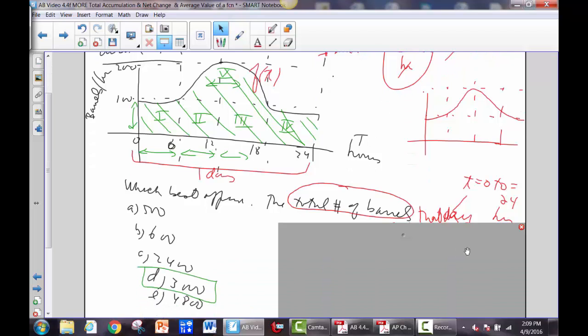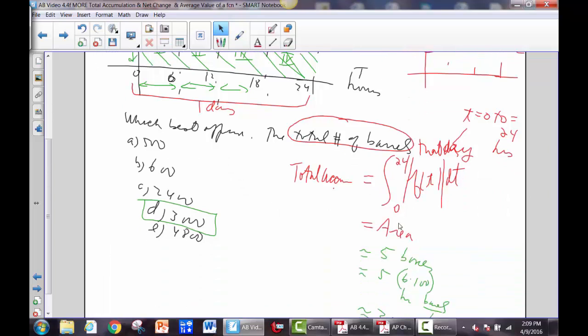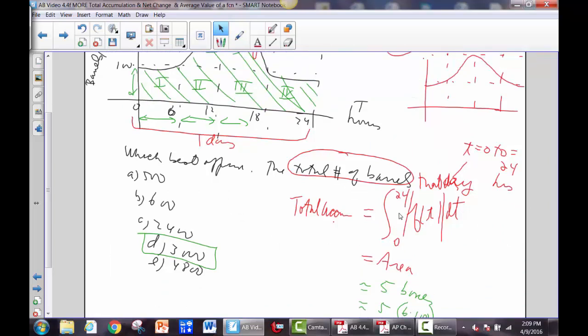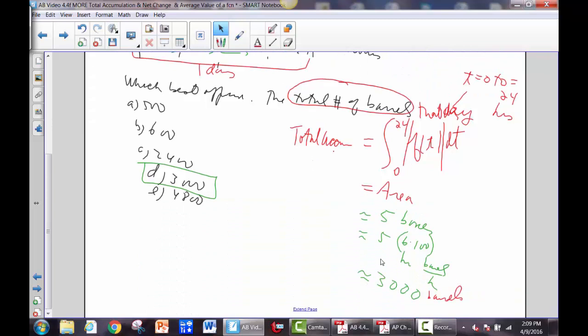So if you count it up, these are your options. It's a multiple choice question. So basically, you're going to count up the area of the shaded region, which is approximately 5 boxes. Here's 4 of them, more or less complete, and these 2 halves make 5 boxes. And of course, remember the hours. Each box is 6 hours by 100 barrels per hour. So the closest one is 3,000.